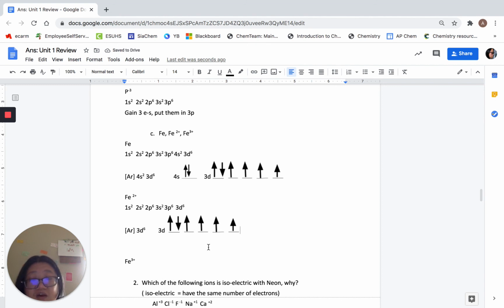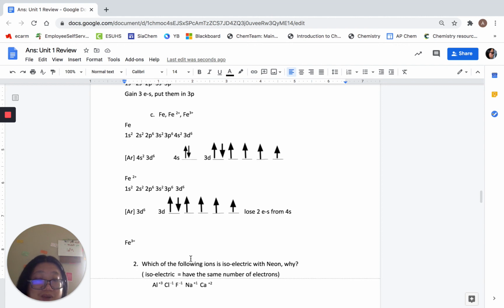Basically, it's going to lose 2 electrons from the 4s orbital. Now how about Fe plus 3? You see how there's an extra electron that's going down? That's what's going to happen.